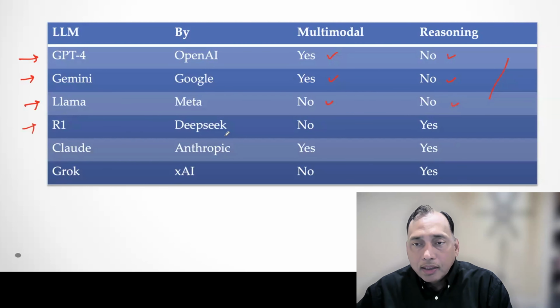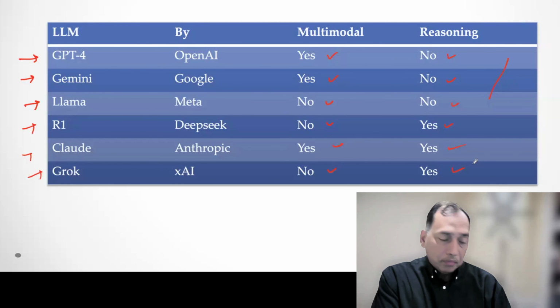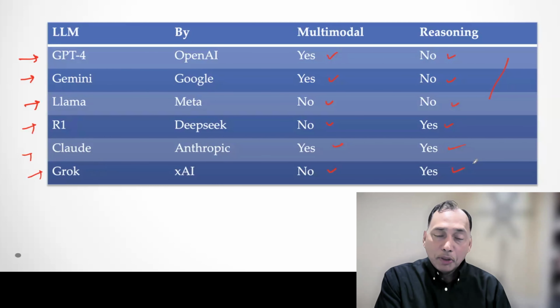DeepSeek, that came, I think, last month or so. It's not multimodal, but it can do reasoning. Claude by Anthropic can do both. And then you have Grok, Elon Musk's xAI, not yet multimodal, but it has reasoning. And there are actually many more. And obviously, that's good news for NVIDIA because they all seem to use GPUs from NVIDIA.